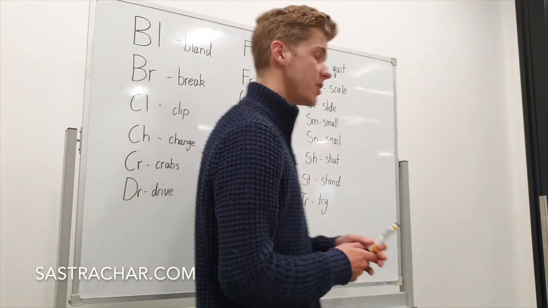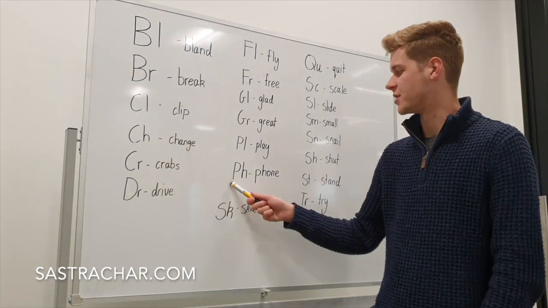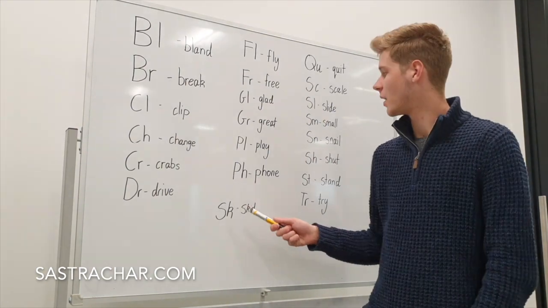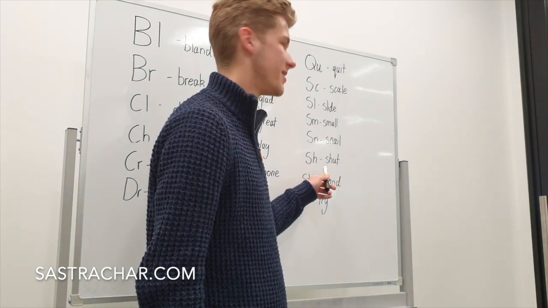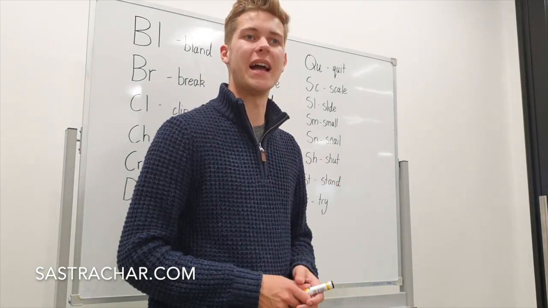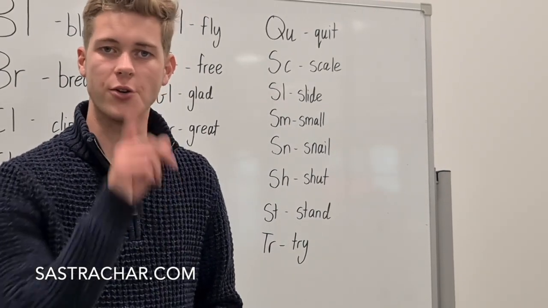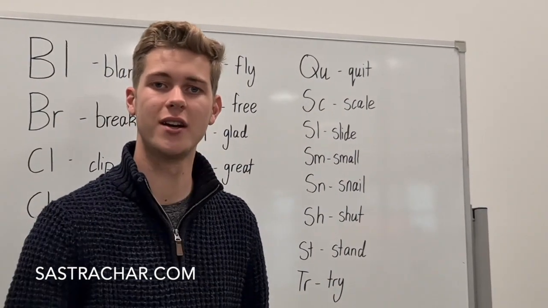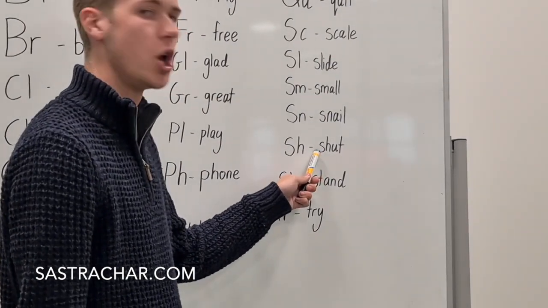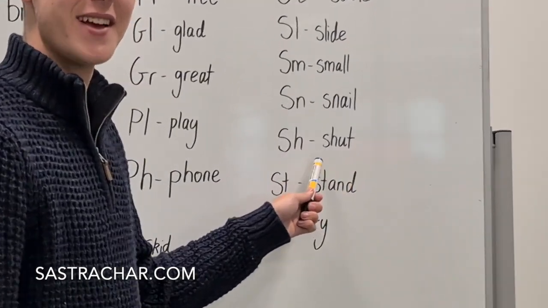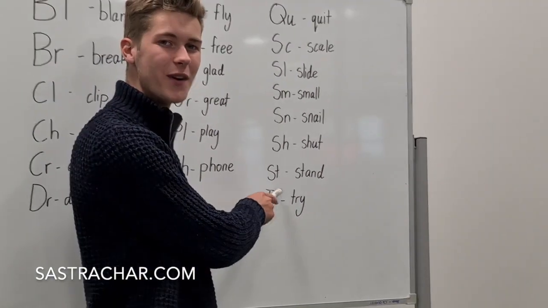Now, similar to how we've got ch for change and f for phone, obviously we're not going to have s. When an S and an H go together, they make a sh sound. Like telling someone to be quiet. Shh. And we've got a word here as an example. Shut. Alright. Last two, we have an S once again.